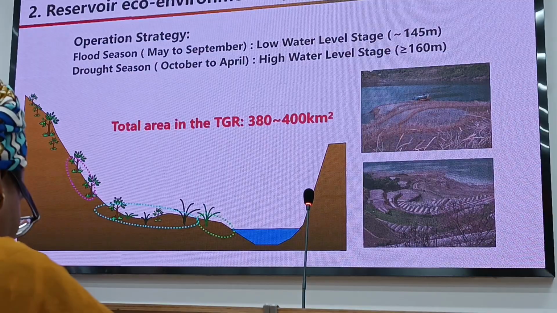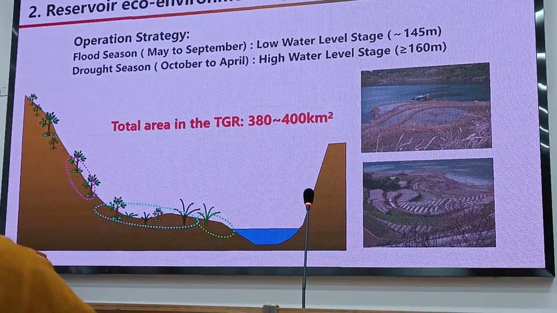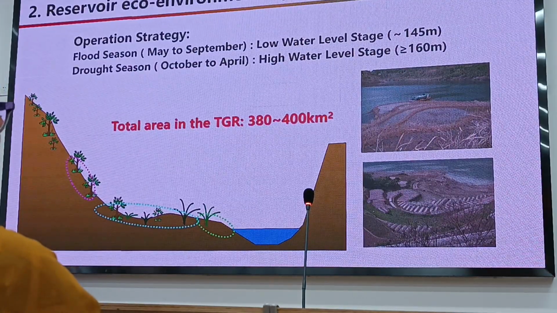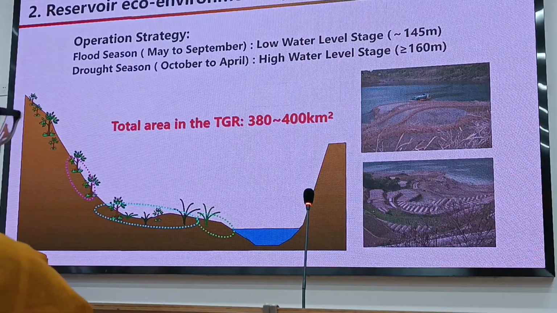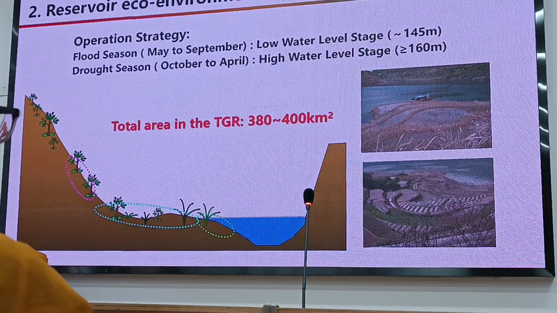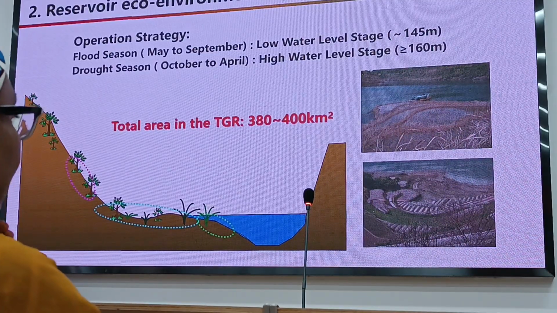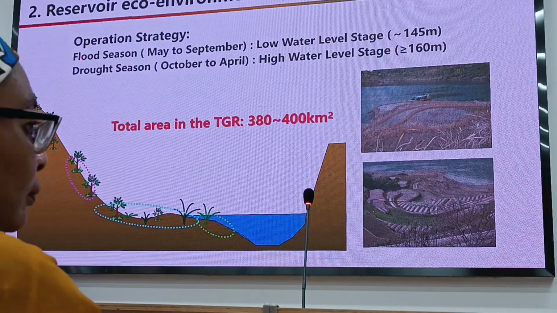And the operation strategy of the Three Gorges Dam is like this. From May to September, it is kept at the low water level stage, about 145 meters above sea level, to keep the floods. So that's why I mentioned 22 cubic kilometers for maintaining the upstream floods.